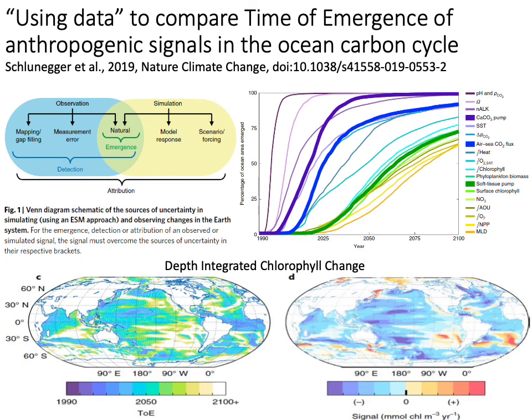And finally, using data to compare time of emergence of anthropogenic signals in the ocean carbon cycle, we need the observations to understand the robustness of the modeled biogeochemical changes.